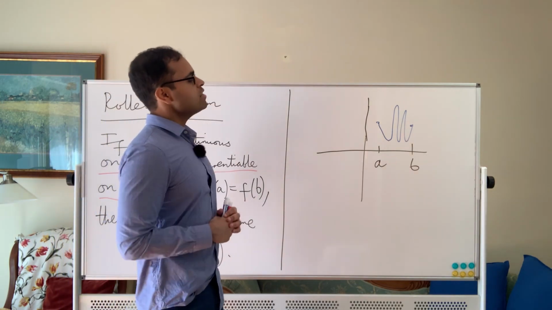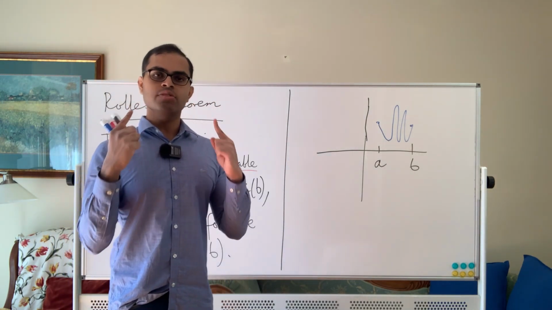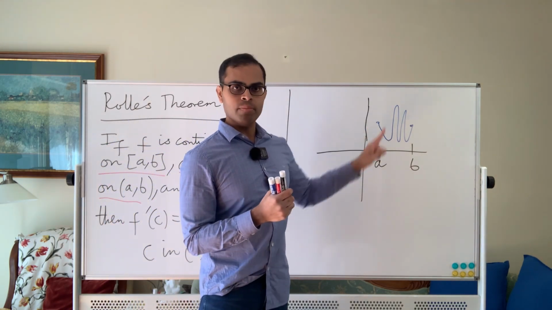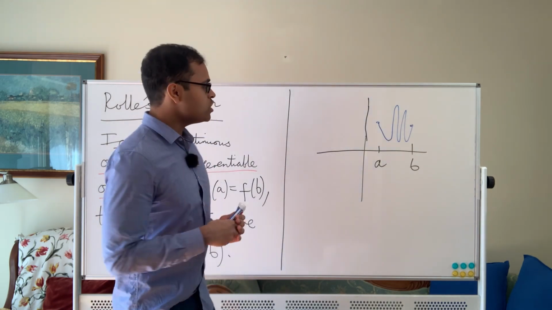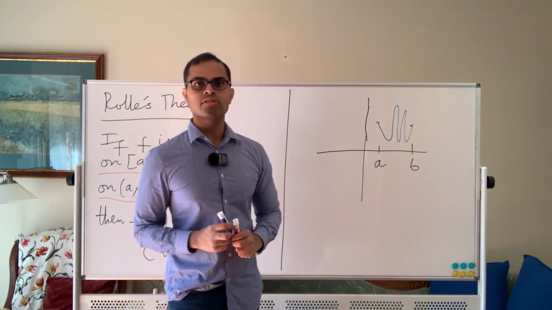So the way I kind of look at it is that we want to target what our intuition is. Our intuition is that when it goes up, it must come down. What is the point where it has a horizontal tangent line? It's going to be at a peak or a dip. And these are what we call in calculus a local max or a local min.